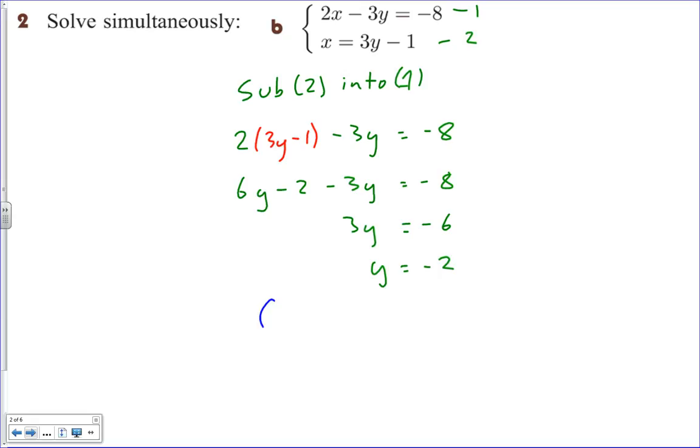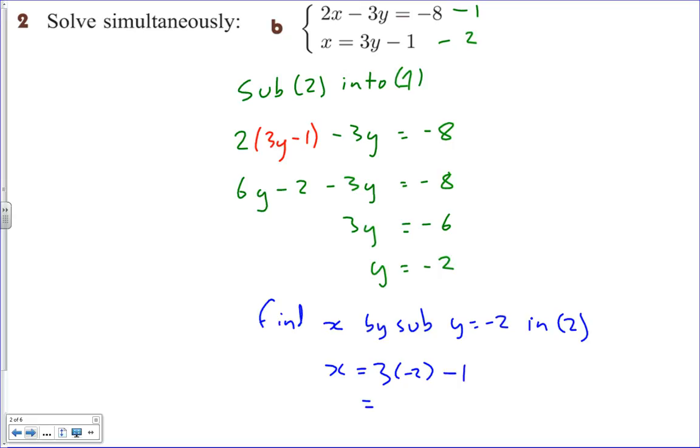So we're going to find, oh, not y this time, we found y. So I'm going to find x by subbing y equals negative 2 into 2. So therefore we've got x equals 3 times negative 2, take 1, so equals 2 3s is 6, so negative 6 take 1, equals negative 7.